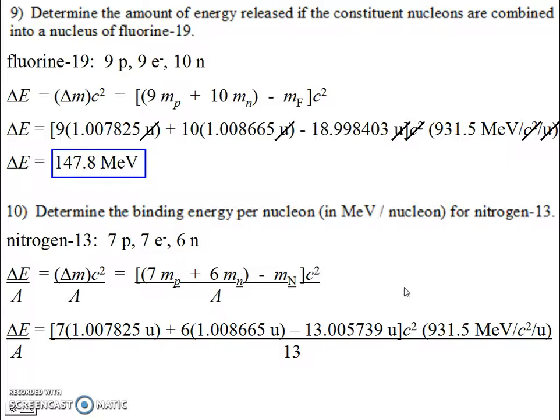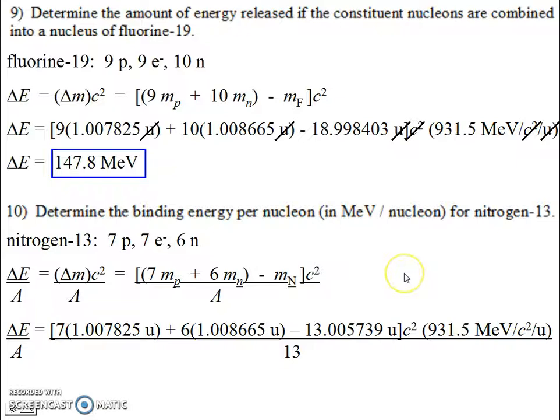It's 13, right? Because there are 13 things in the nucleus. Nitrogen 13, mass number 13. This is always going to be a whole number. Now, I know these two are similar, but they're not the same thing. This is the actual mass of the nucleus of nitrogen 13. That's just the number of things in the nucleus. Mega electron volts per nucleon. Binding energy per nucleon.